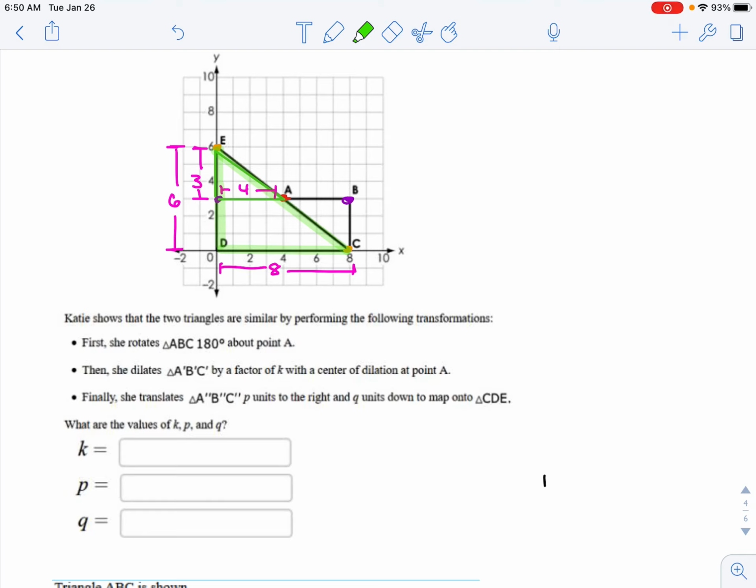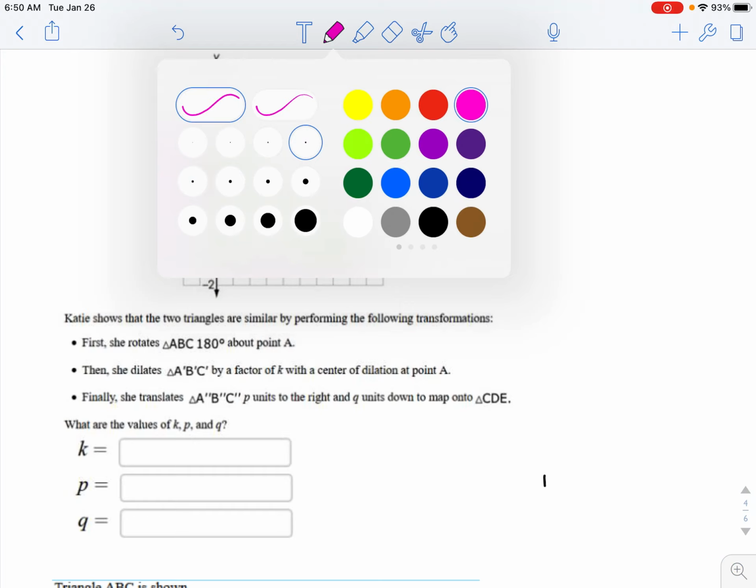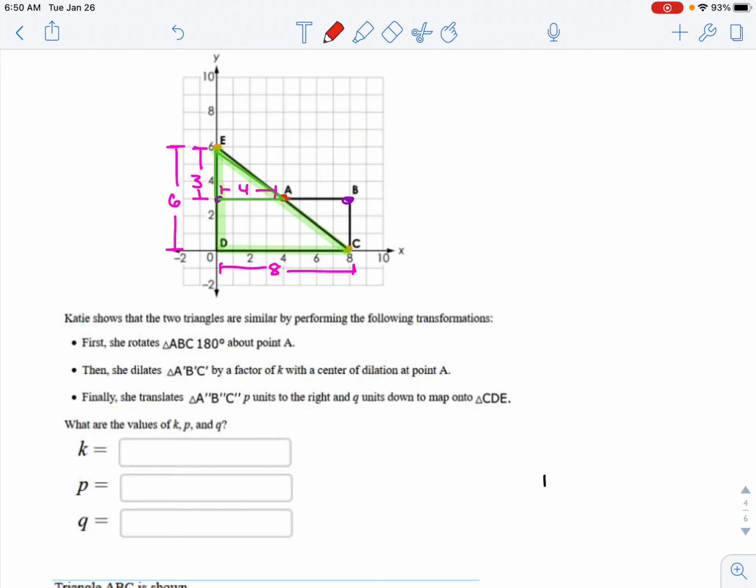And then finally she translates A double prime, B double prime, C double prime, P units to the right and Q units down to map it onto triangle CDE. Well, we were already there. So basically, all I had to do was rotate it, like it said, rotate, check. Then she dilates triangle A prime, B prime, C prime with a scale factor of K centered at dilation point A, check. That was a scale factor of 2. Then we were right where we needed to be. So P units to the right, Q units, I didn't have to go anywhere, 0 and 0.